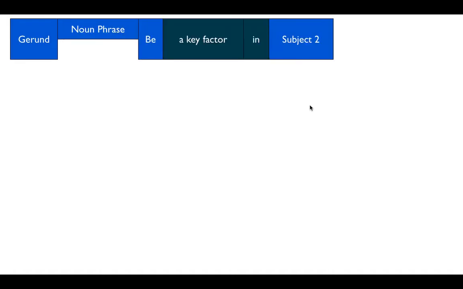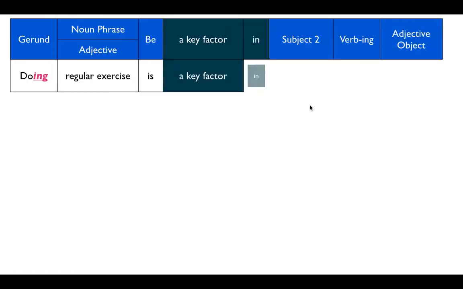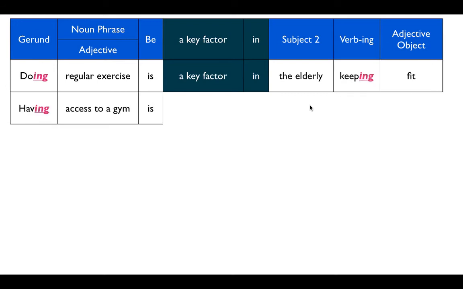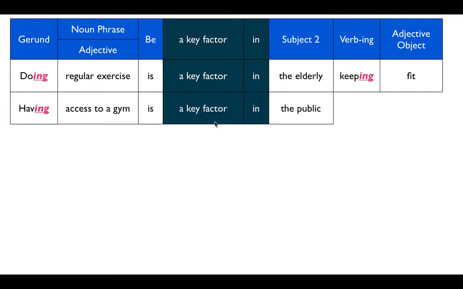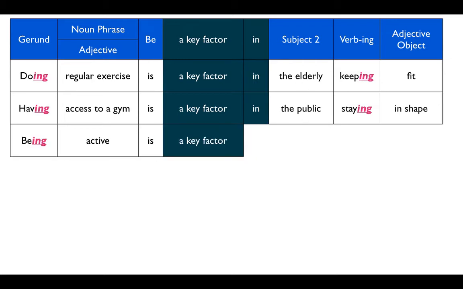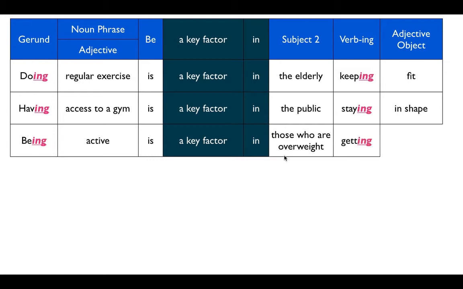Now here we're going to look at be a key factor in. Okay, and we see we've added a second subject here. So doing regular exercise is a key factor in the elderly keeping fit. Having access to a gym is a key factor in the public staying in shape. So if you're involved in health and fitness, or if you're in a government department during COVID-19, for example, and we want to specify who this will be a benefit to, then we would specify them here. Okay, being active is a key factor in those who are overweight getting fit.